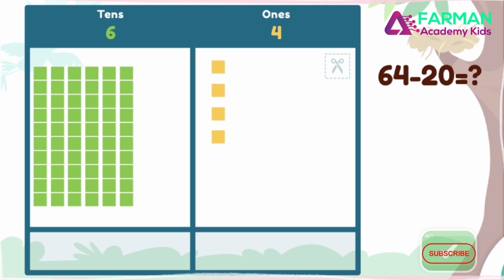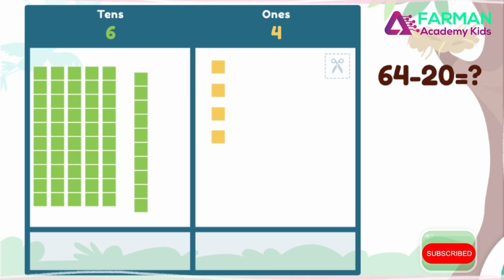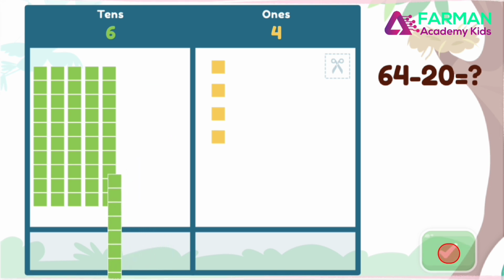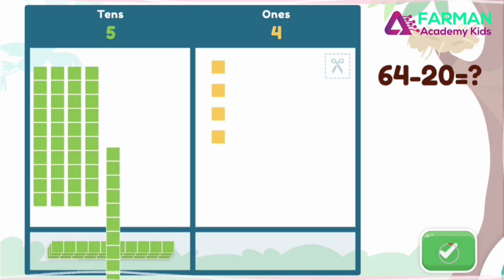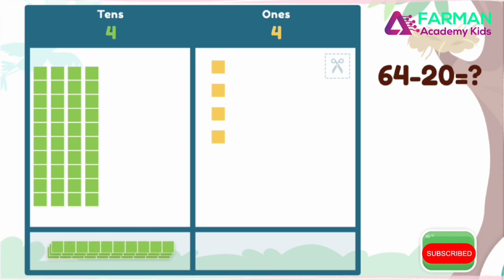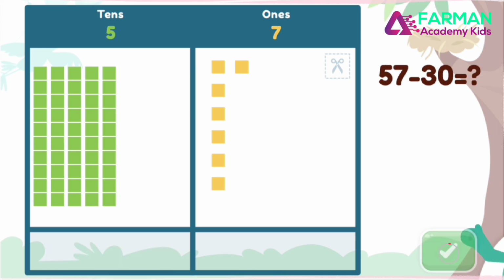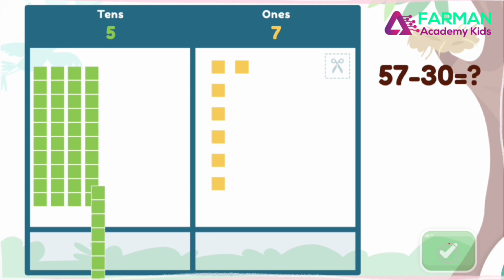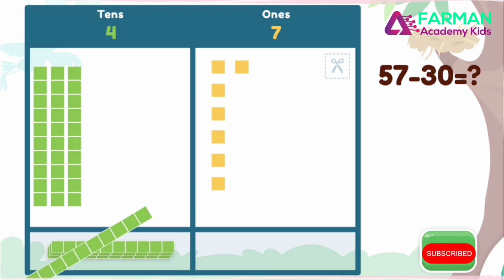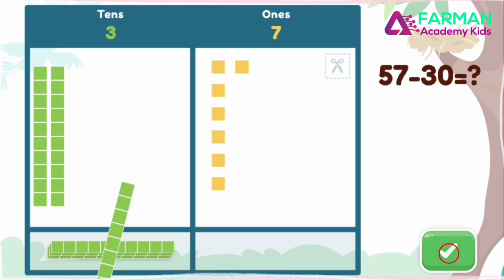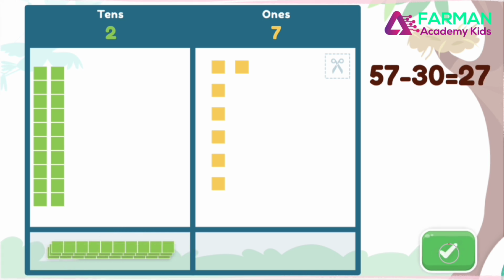Use the rods and blocks to solve the equation. 64 minus 20. Sweet! Use the rods and blocks to solve the equation. 57 minus 30. That's right!